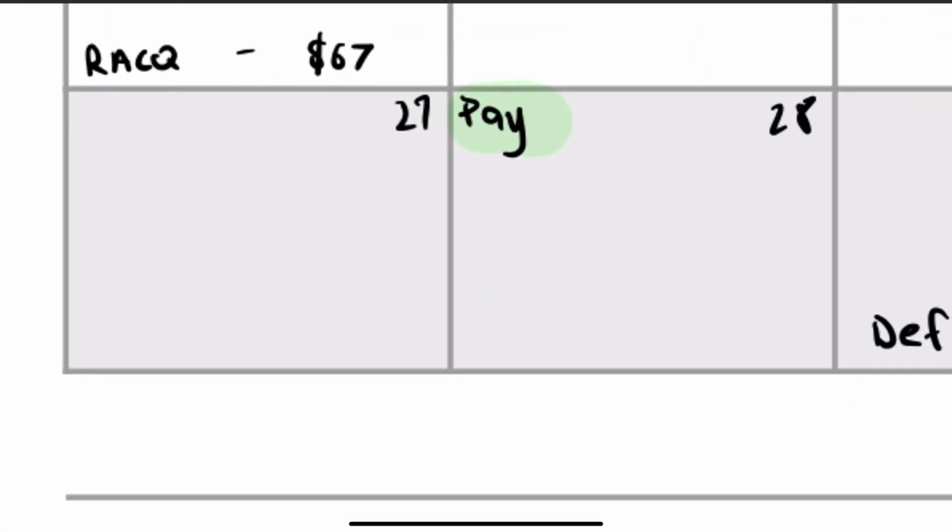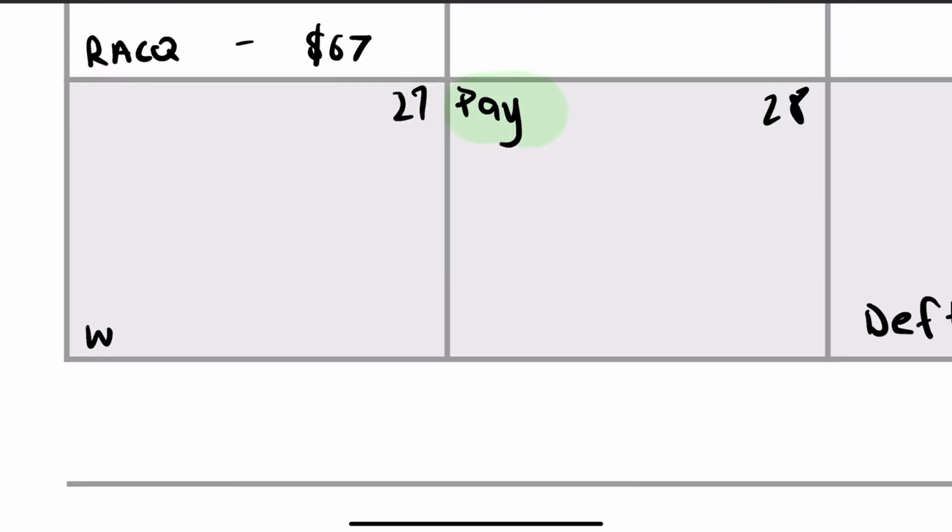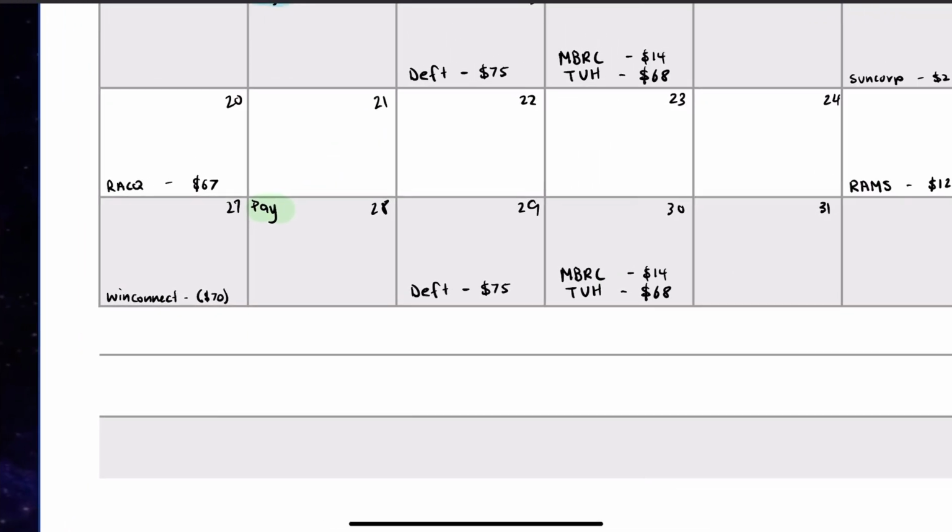On the 27th, I will pay my energy bill. I usually budget about $70 for it, but I will put it in brackets because I'm not quite sure exactly what that is going to be.